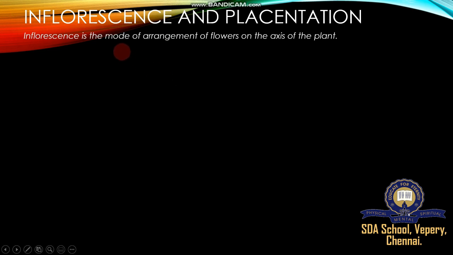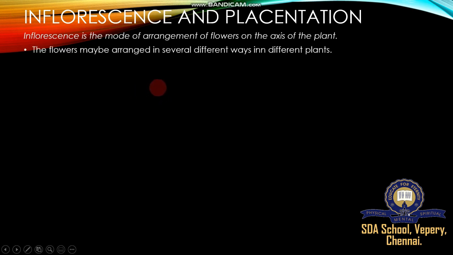Other plants have a group of flowers. For example, the neem tree and mango tree have an inflorescence. What is inflorescence? Inflorescence is the mode of arrangement of flowers on the axis of the plant. Here a group of flowers is arranged in a certain manner. The types are racemose, cymose, special, and mixed inflorescence. Flowers may be arranged in several different ways in different plants, which is called inflorescence.